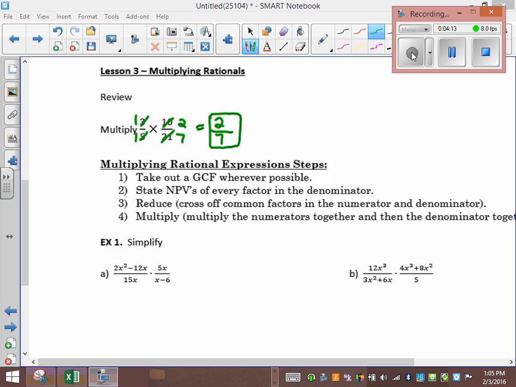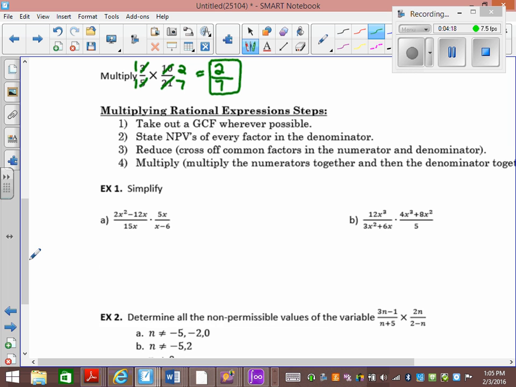With rationals, it's a little more complex because you have variables and you have more stuff to do. The very first thing you do when multiplying rationals is the very first thing you do when simplifying rationals. Same step. GCF, wherever possible, and difference of squares. Once we've done GCF and difference of squares on all the numerators and all the denominators separately, then we have to state non-permissible values.